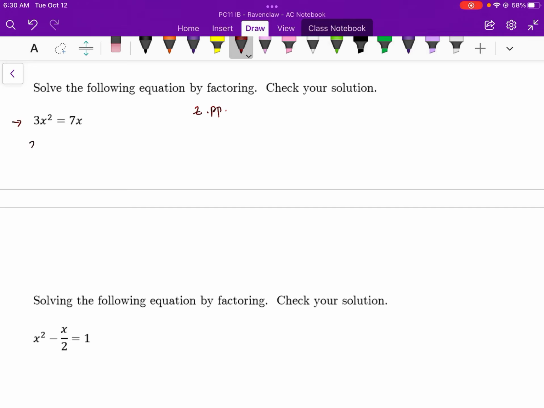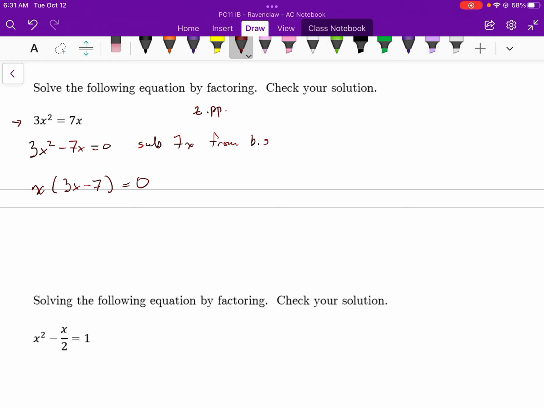To use the zero product property, I have to let one side equal 0. So simply I subtract 7x from both sides. When I take a look at the left-hand side, I see that x is a factor. So I'm going to factor out x from the left-hand side of my expression, and I get x times (3x minus 7) is equal to 0.